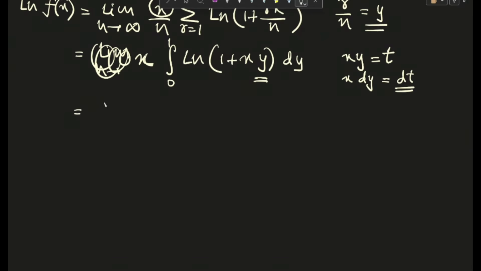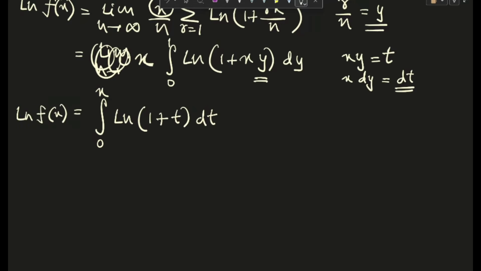So this thing becomes the integral, x is gone, and xy equal to t, so the lower limit becomes 0 and the upper limit becomes x. This will be ln of 1 plus t dt. So this thing is actually ln of f of x. Now I guess there is not much difficulty left. Something was also given to us, that ln of f of x is also equal to integral 0 to x g of t dt.